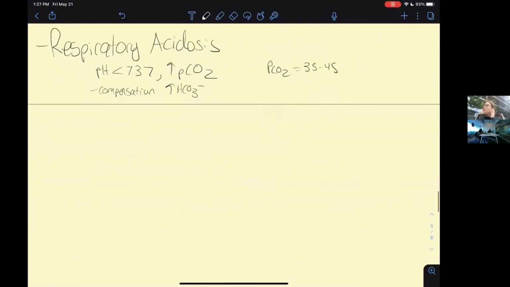But if we think about some causes for respiratory acidosis, we hinted at some physiological principles earlier, but you know what would cause an increased retention of CO2? Think about physiology. What was the question? No, just like why would, physiologically, what would retain CO2?